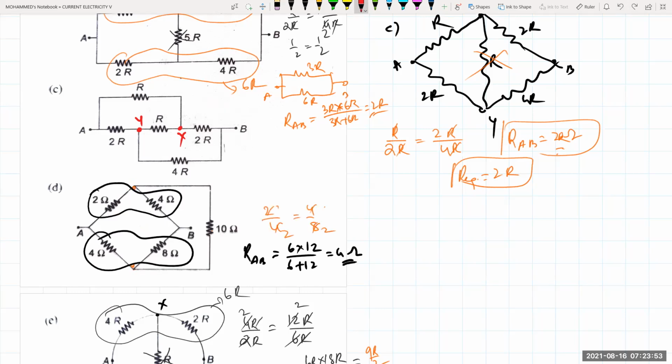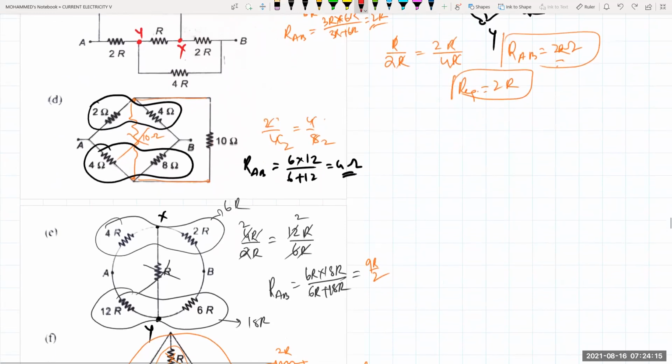So 2 ohms, 4 ohms, 2 ohms, 4 ohms will be in series. So 2 plus 4 plus 2 is 6, and 4 plus 8 is 12. So the two are in parallel. So 6 into 12 divided by 6 plus 12. Okay. Is it clear? Yes, sir.